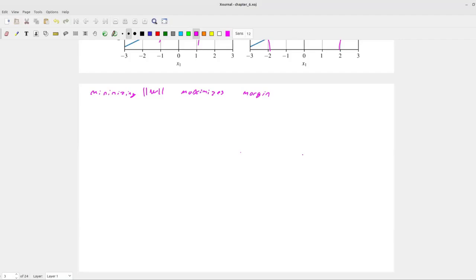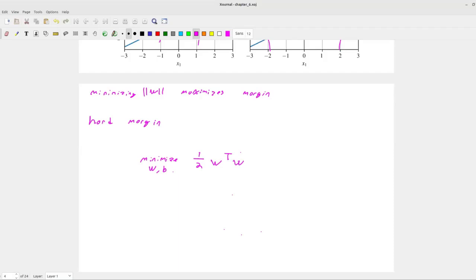So to do that for a hard margin, we want to ensure that no points fall within the hard margin, right? So we want to ensure that we get a +1 for all positive training instances and a -1 or less than -1 for all negative instances, right? So we can write that out as minimize W and B of 1/2 W transpose W.